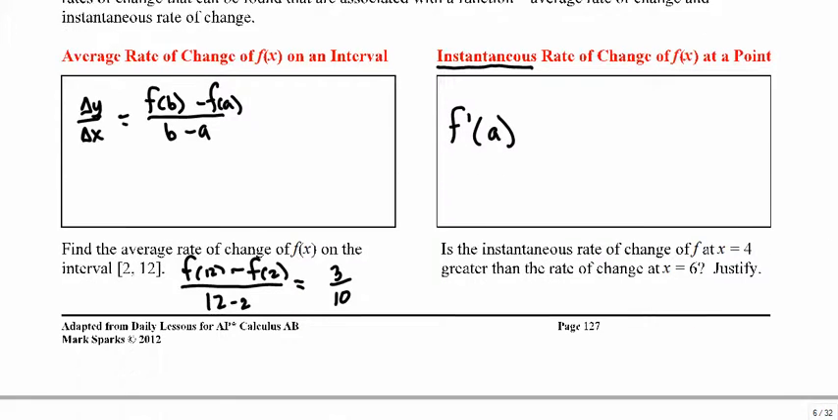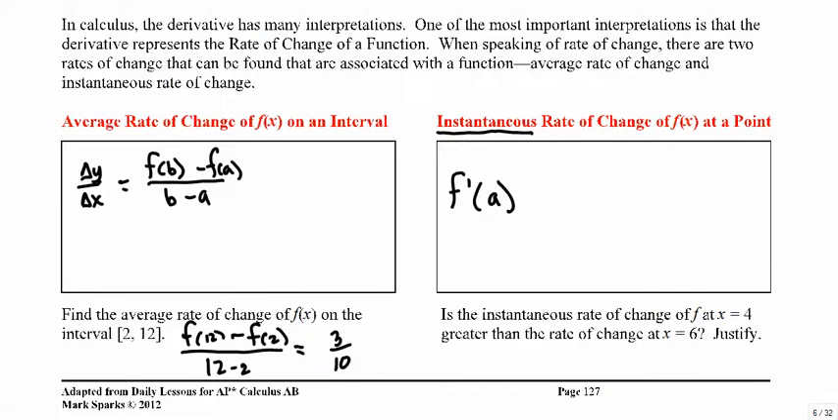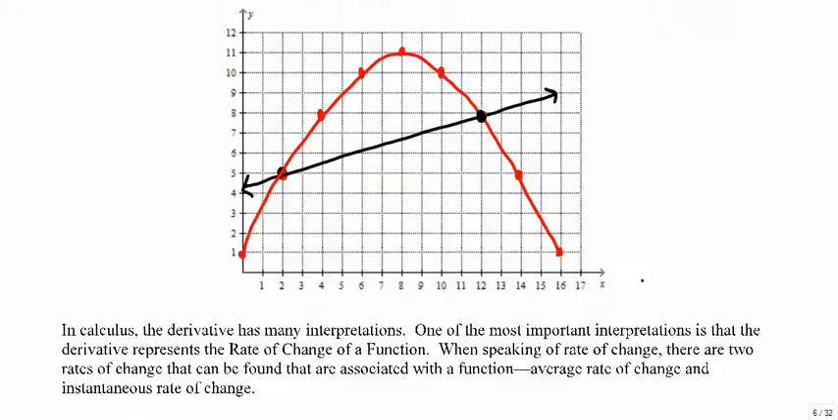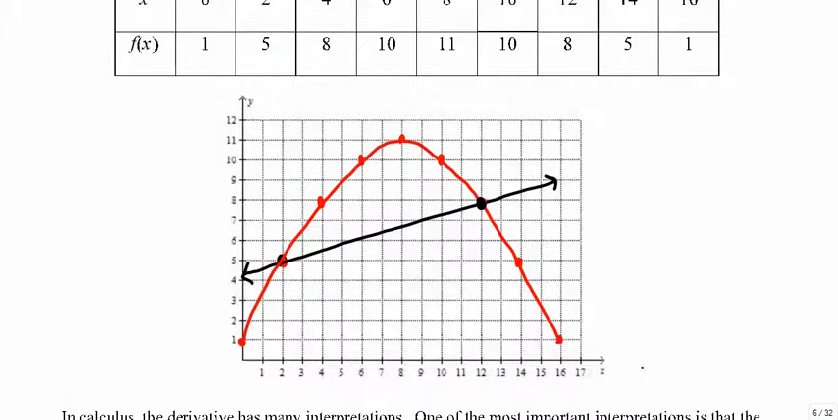So our example down here says, is the instantaneous rate of change at x equals 4 greater than the instantaneous rate of change at x equals 6? So we're going to look at the graph first, and then we'll show you a way that you can get a better idea of what's going on. So the slope at 4 is right here, and that's the slope of this tangent line right there. And then we have the slope at 6, which is this tangent line right there. So does one look steeper than the other? And that's what it looks like. So right now we can say that 4 looks steeper. But we may want to prove it to ourselves a little bit.